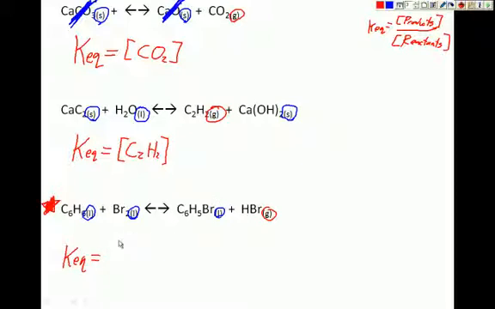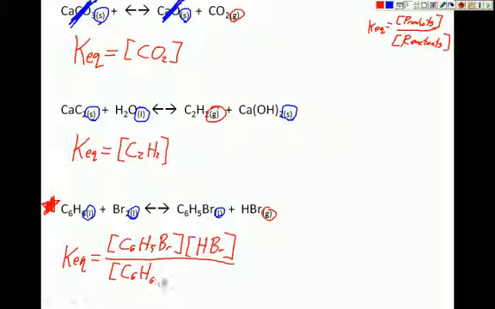Now this is a bit of an exception, but it would be the concentration of C6H5Br times the concentration of HBr divided by the concentration of C6H6 divided by the concentration of Br2. Now again, since the liquid is on both sides, they're going to dilute each other, and therefore they're going to have concentration. So let's take some notes here.